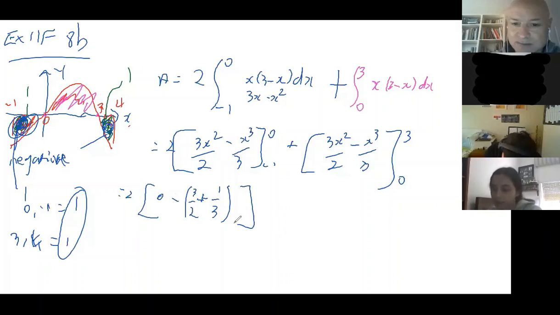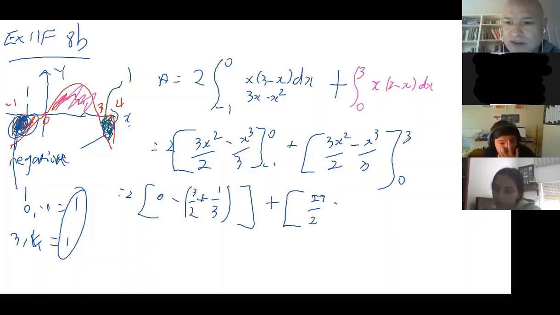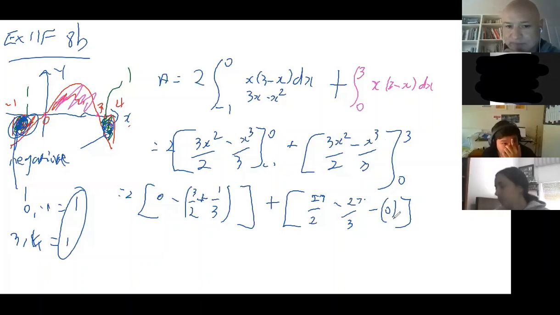Now I'll do the next one. Plus, putting the 3 in. 3 squared is 9 times by 3, 27 over 2. Minus, 3 cubed is 27 over 3. Okay, minus, putting the 0 in there gives me 0 anyway, so there it is there.